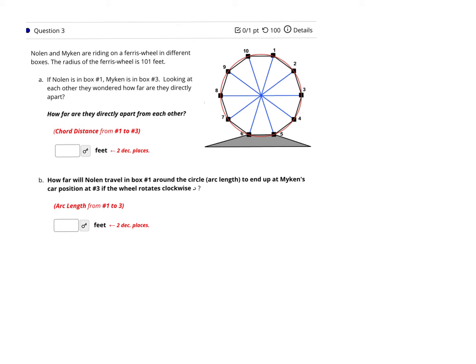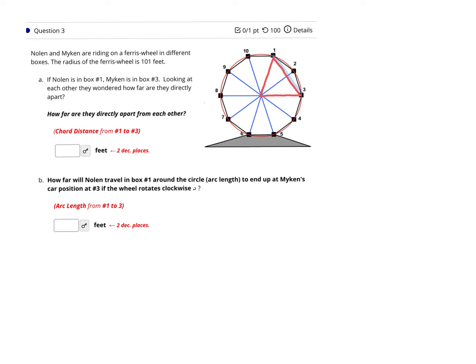When we're talking about directly, we're talking about a chord. So how far is it from 1 over to 3? That's what I'm looking for. So what we need to do is make a triangle that has the center be the central angle, and then two of the sides are the radius, and one of the sides connects 1 and 3. Now, I have to figure out the measure of the angle.